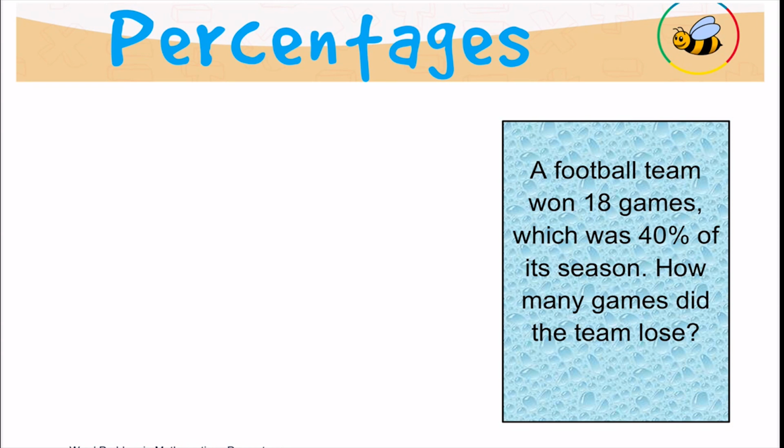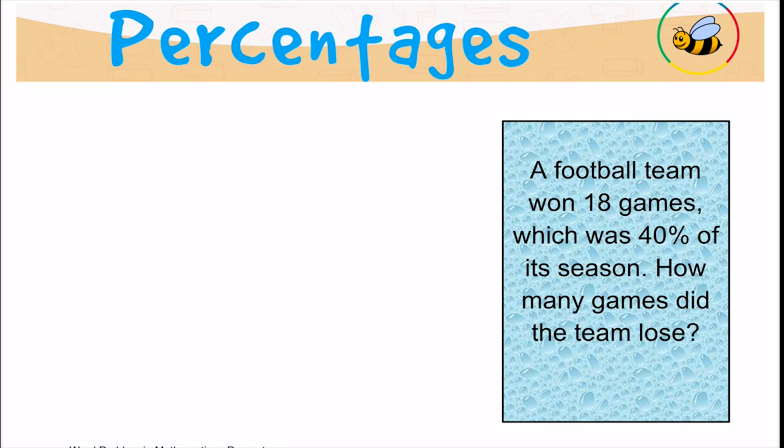The first thing we need to find out is the total number of games in the season. When we find that out, we can subtract the number of games that the team won, which is 18 games, and then we can find the number of games that they lost.